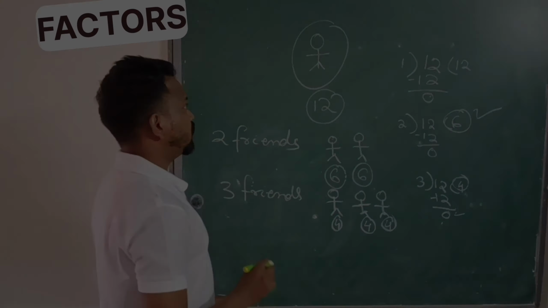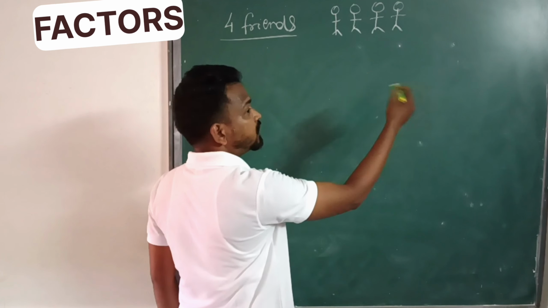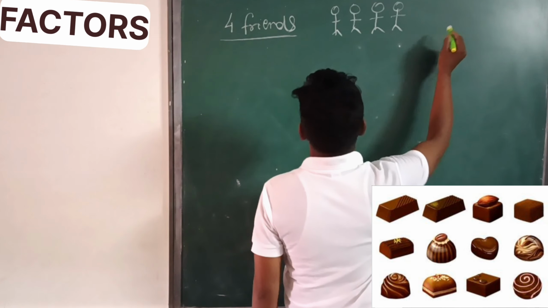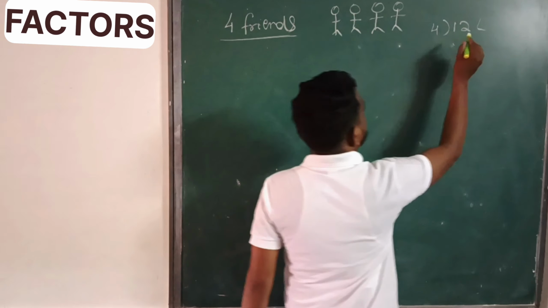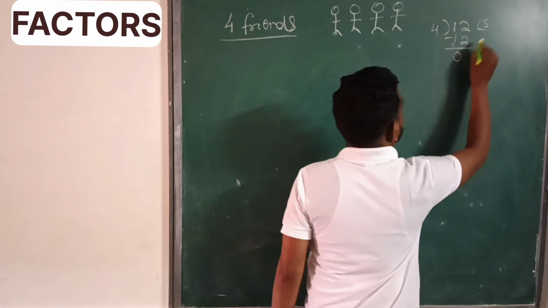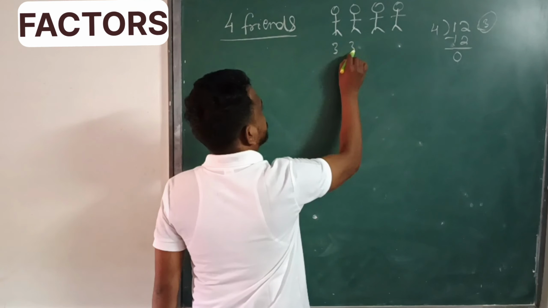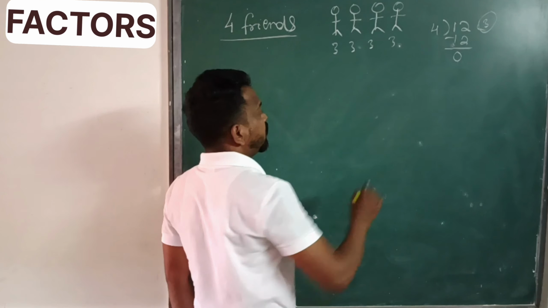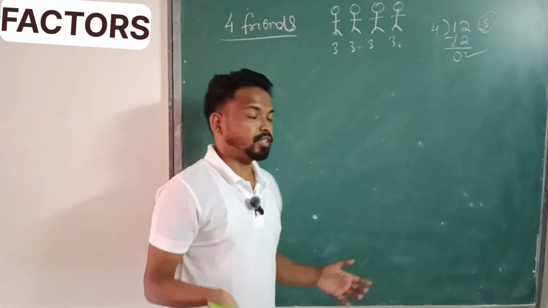Got it? Now if you want to share with these 4 friends, how many chocolates? 12 chocolates. Then students, 12 divided by 4, which is 4 3s are 12, then 12 minus 12 is 0. Each friend is getting 3 chocolates here. Fine, and my remainder is what? 0. 0 means what? Nothing is left after that.